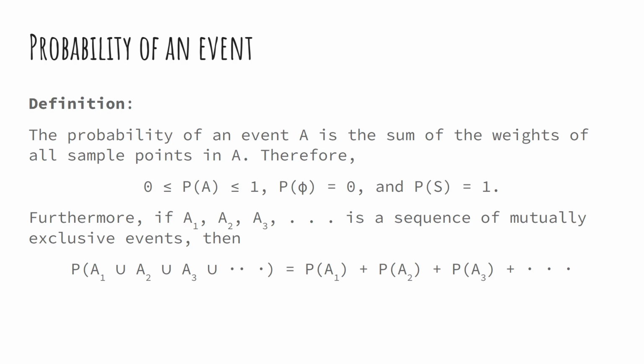Going further, if A1, A2, A3 up till An is a sequence of mutually exclusive events, then the probability of A1 union A2 union A3 and so on will be equal to the sum of the individual probabilities. But one important thing here is that A1, A2, A3 are mutually exclusive. What do you mean by mutually exclusive? They don't have any common intersection. Just keep this in mind. Mutually exclusive means the intersection is empty between them.